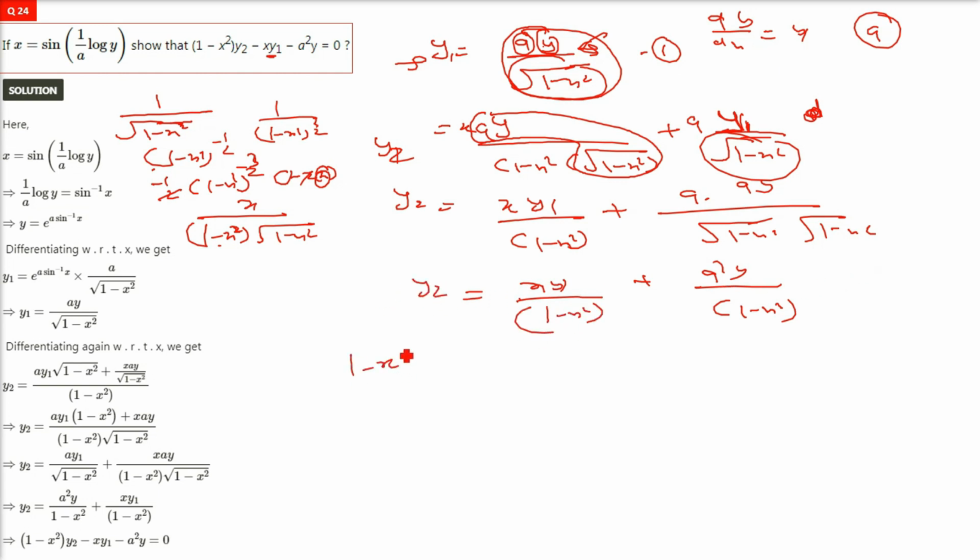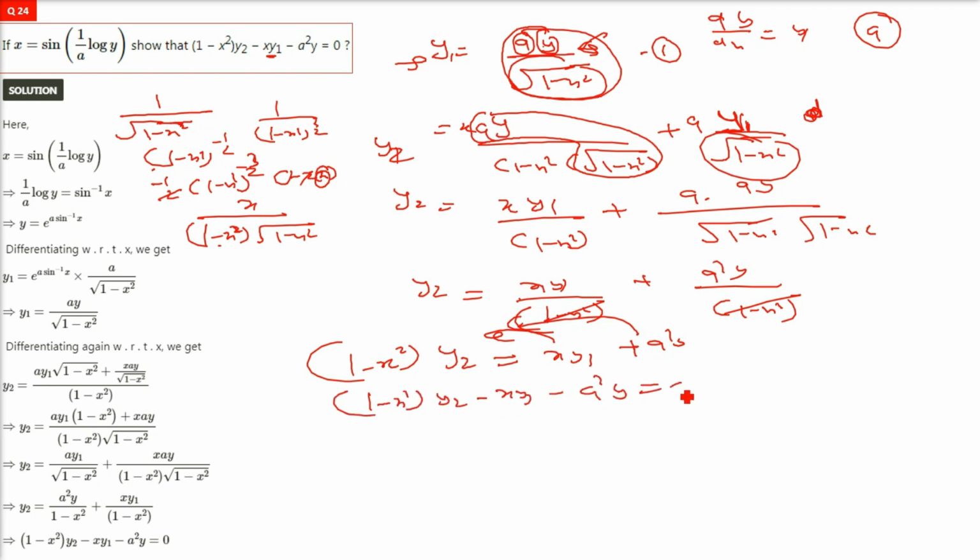So you multiply all members by 1 minus x square. You have left x y1, and then we have plus a square y. Now bring everything to the left hand side. So you have 1 minus x square into y2 minus x y1 minus a square y equals 0. This is your final equation. So there are two replacements of y.